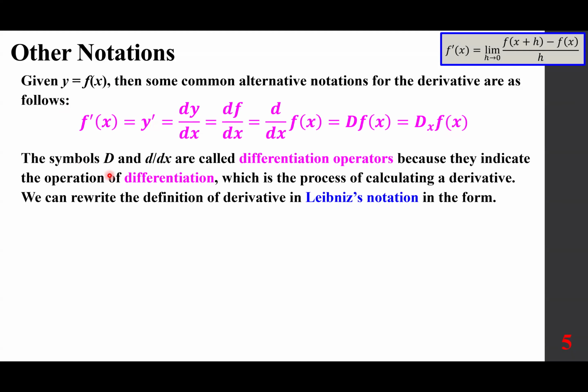Capital D and d dx are called differentiation operators because they indicate the operation of differentiation, which is the process of calculating a derivative. We can rewrite the definition of a derivative in Leibniz's notation in the form dy dx is the limit of delta y over delta x as delta x approaches 0.